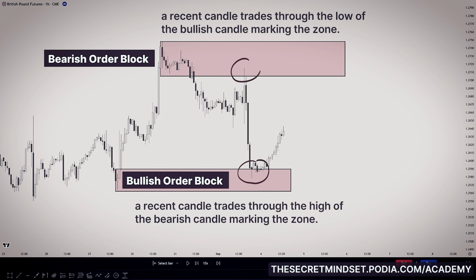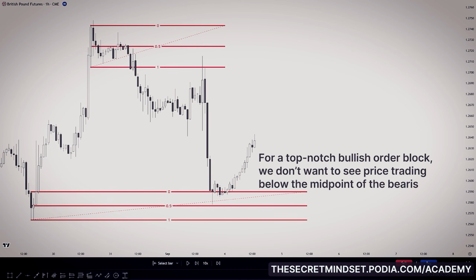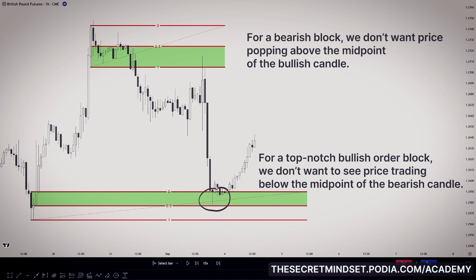For a bearish block, we need a candle to trade through the low of our highest green candle. And for a top-notch bullish order block, we don't want to see price trading below the midpoint of that candle. For a bearish block, we don't want price popping above the midpoint of the green candle.